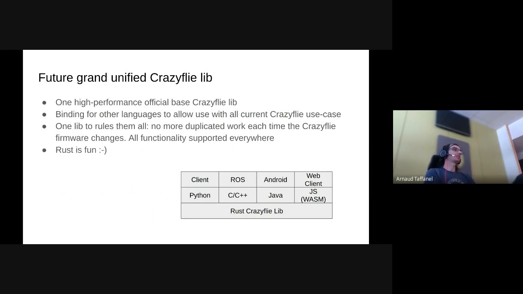And the idea would be to make one high-performance official base Crazyflie lib in Rust with bindings for other languages, for instance Python, but we could also do bindings for C++, Java, JavaScript. In my experiment, I had my Rust library work as a web client in the web browser, so that is also something that is possible. The idea being to have one lib to rule them all. So no more duplicate work each time the Crazyflie firmware changes or each time we have new functionality. All of it would be handled by this lib, and this lib would then be used by everyone else.